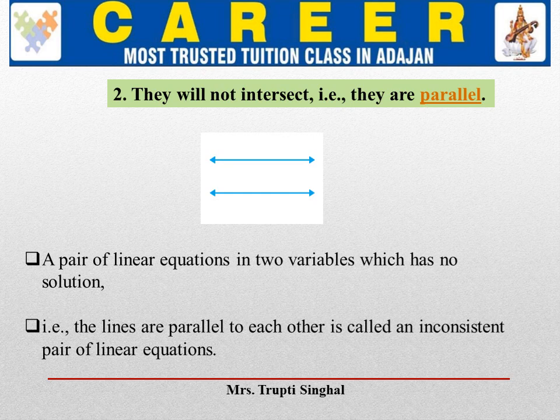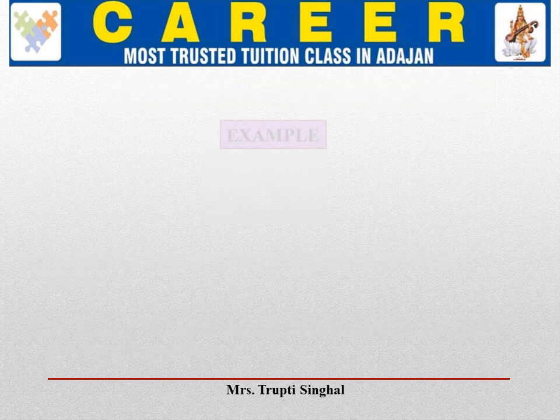That means the lines are parallel to each other. This is called an inconsistent pair of linear equations, as they have no solution at all. This is the only type of lines which is called an inconsistent pair of linear equations.